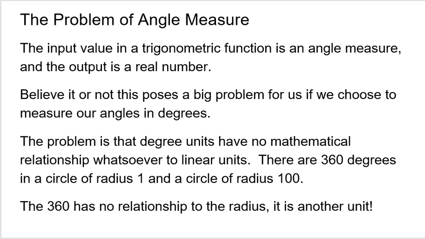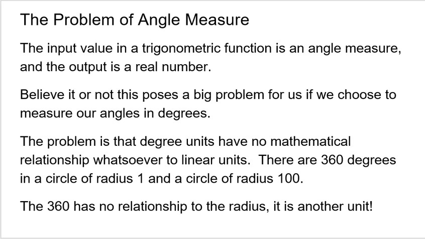which makes it really just random. We know that there are 360 degrees in a circle of radius 1, but there's also 360 degrees in a circle of radius 100. Any circle, no matter how big or how small, has 360 degrees in it. And that makes it almost arbitrary. Who came up with 360 degrees? Why don't circles have 500 degrees? Or why not make it a nice 1,000 degrees in a circle?